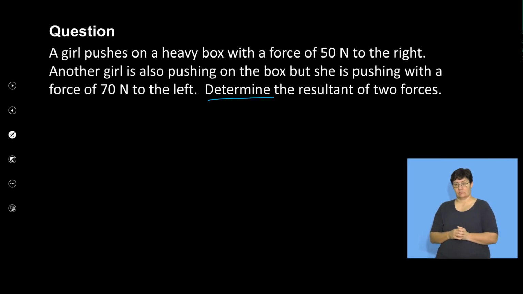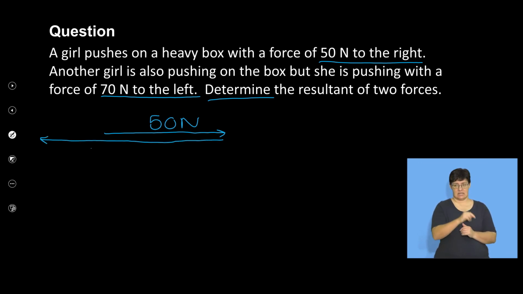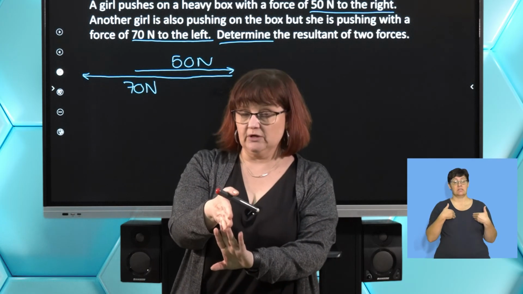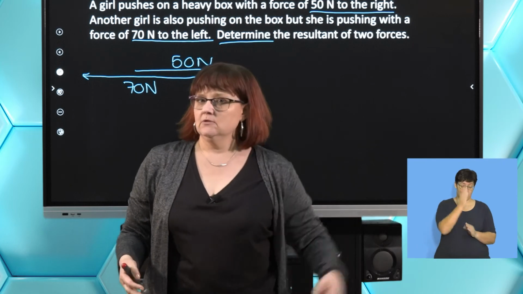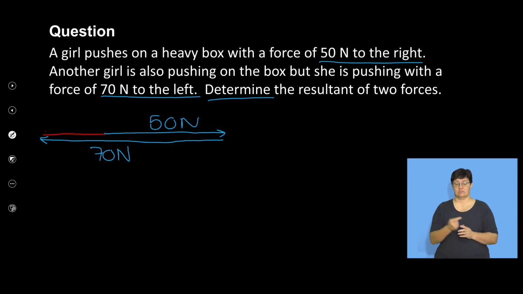So, starting with this one, we have a 50 newton force to the right. There's my first one. Then I have a 70 newton to the left. Now I start at the head of the first one, and I go 70 newtons to the left. Remember what I said to you? The resultant is from the start of the first one to the end of the last one. So my resultant is there.